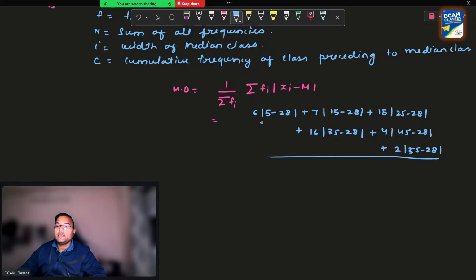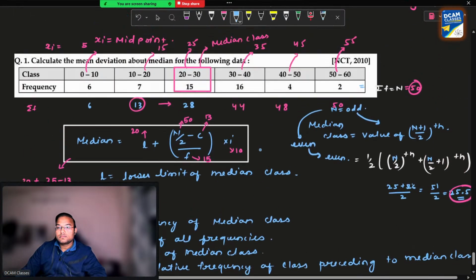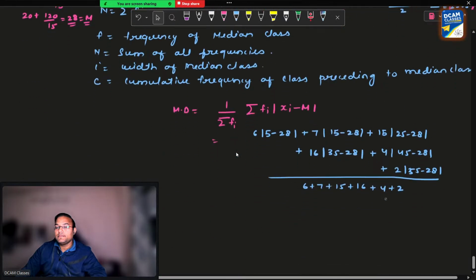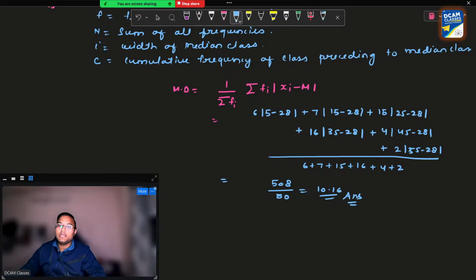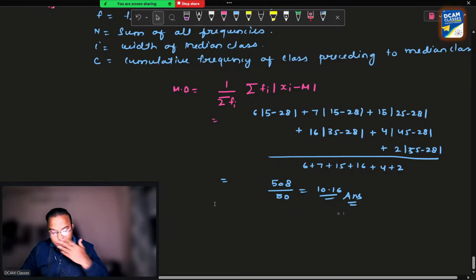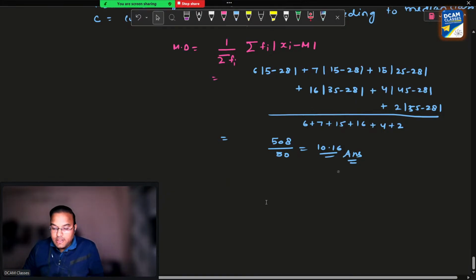Divided by sigma fi: 6 plus 7 plus 15 plus 16 plus 4 plus 2, which we have already calculated, which is 50. So once you calculate it, you'll get 508, and this 508 divided by 50 will be 10.16. This should be your answer. This is how you calculate the mean deviation about the mean. Clear?